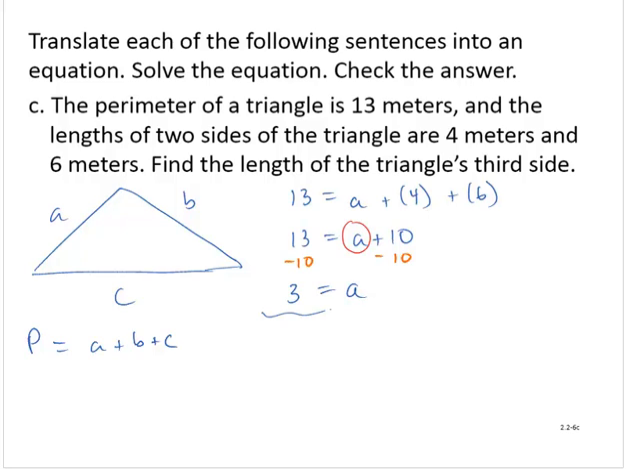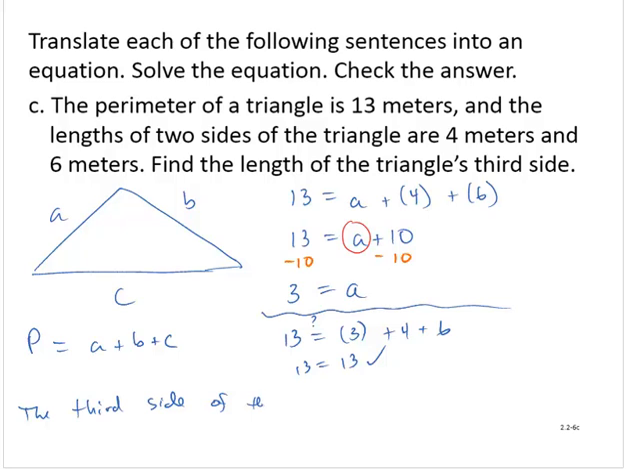Let's run a quick check. Is 13 equal to 3 plus 4 plus 6? Simplifying the right-hand side, 3 plus 4 is 7, plus 6 is 13, and 13 is equal to 13. That checks out. So we're confident of our solution to the equation, and then the conclusion is the third side of the triangle measures 3 meters.